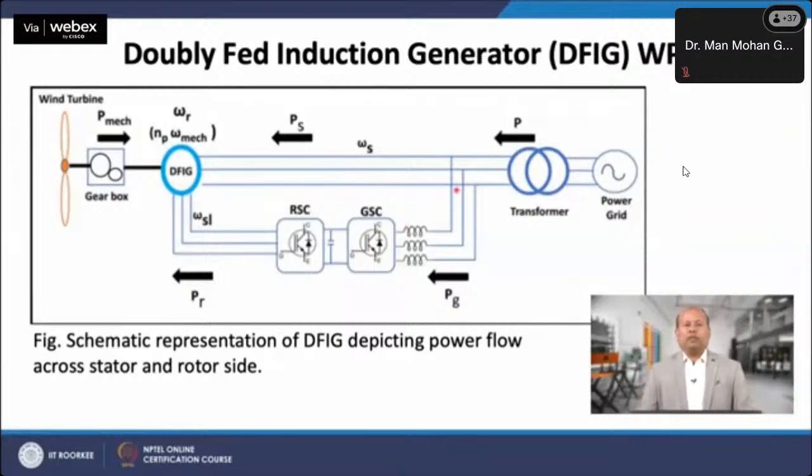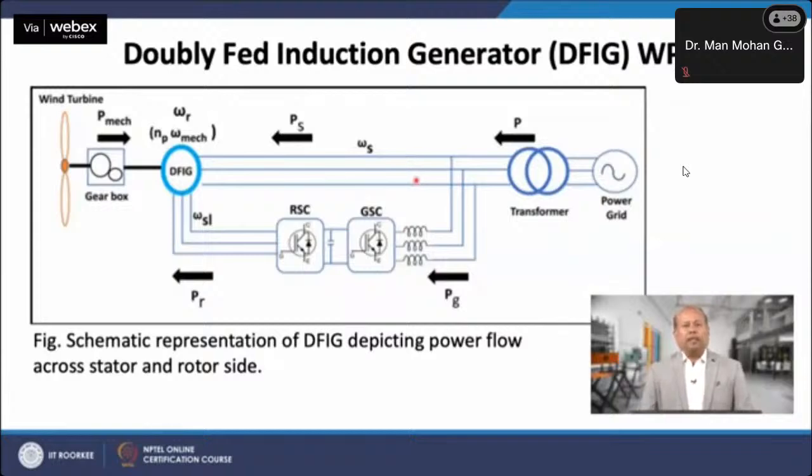During the subsynchronous mode of operation, since the wind speed is less, the positive slip power is drawn from the grid via the rotor side converter and grid side converter combination to the rotor, such that the prescribed power at the grid frequency can be injected from the stator end.